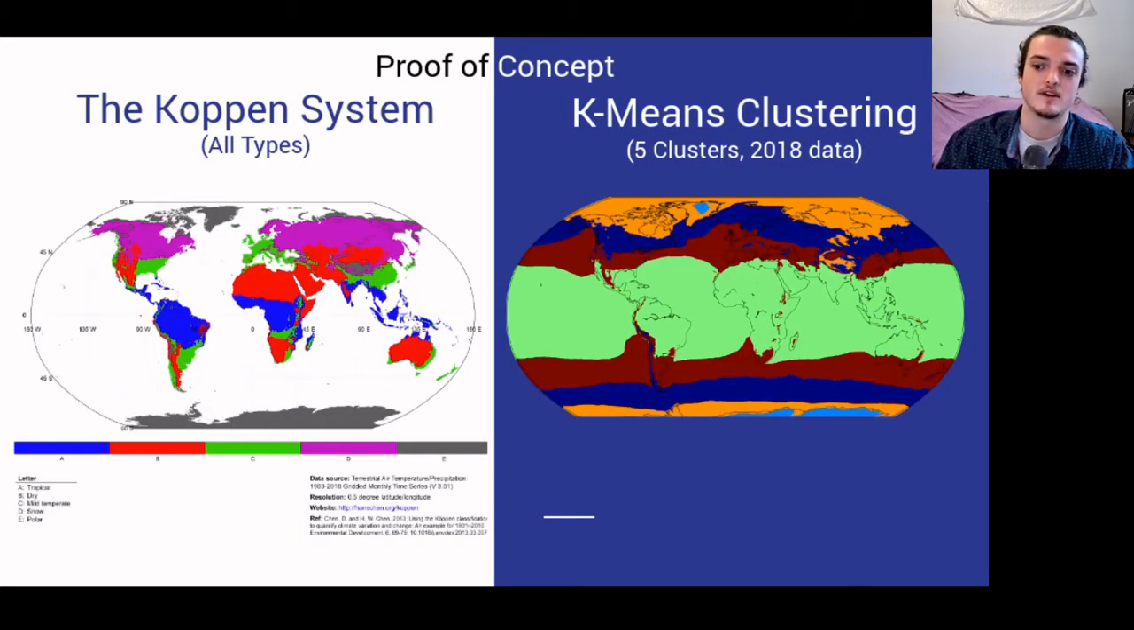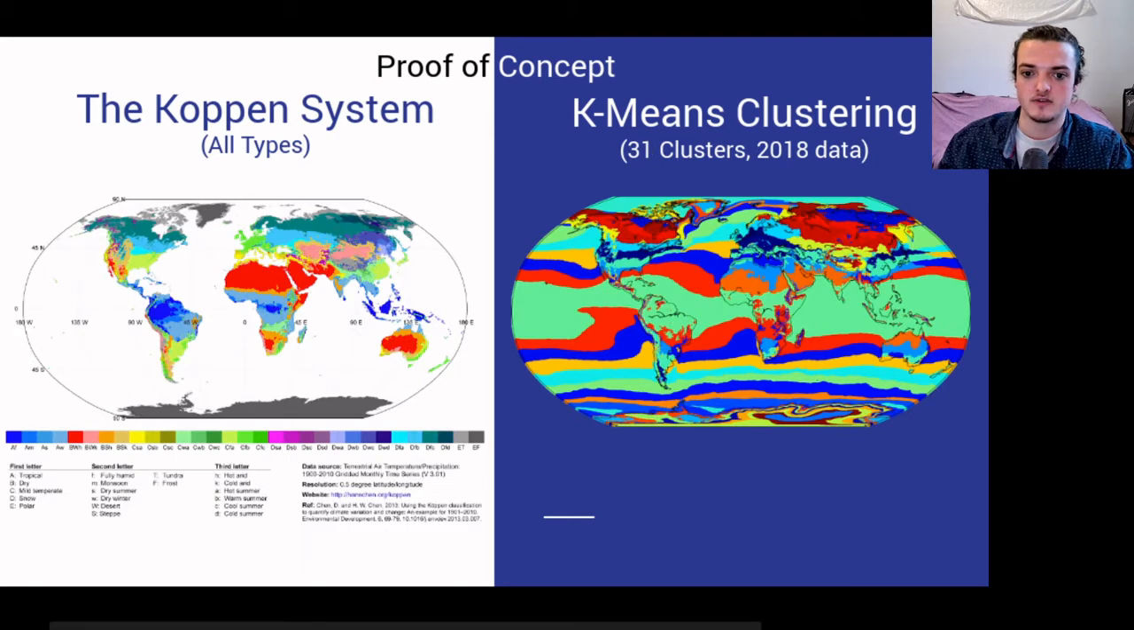One of the fundamental flaws of the Koppen climate system on the left is that it makes arbitrary rules to decide climate zone membership. The crux of my project is to let the data speak for itself using unsupervised techniques. If we increase the number of clusters to 31, matching the number of regions defined by the Koppen system, we can start to see that a lot of the subtleties that are picked up by the Koppen system are also picked up by the k-means clustering.